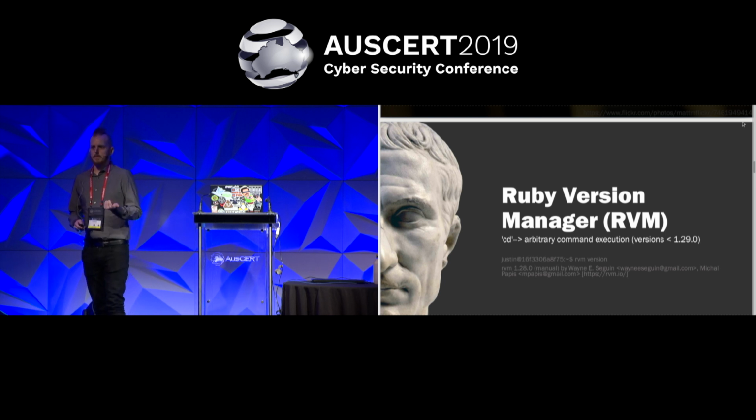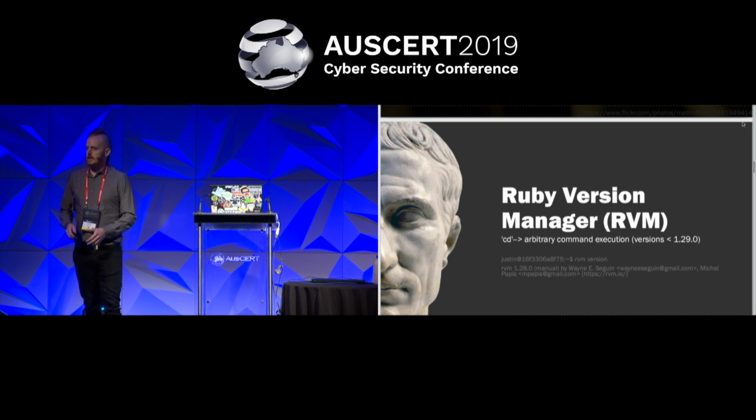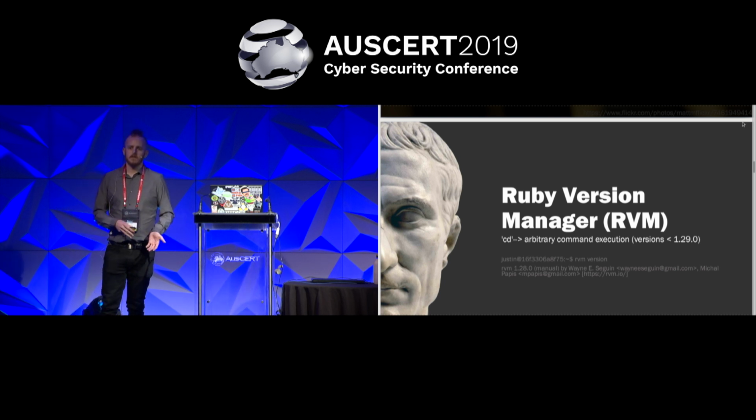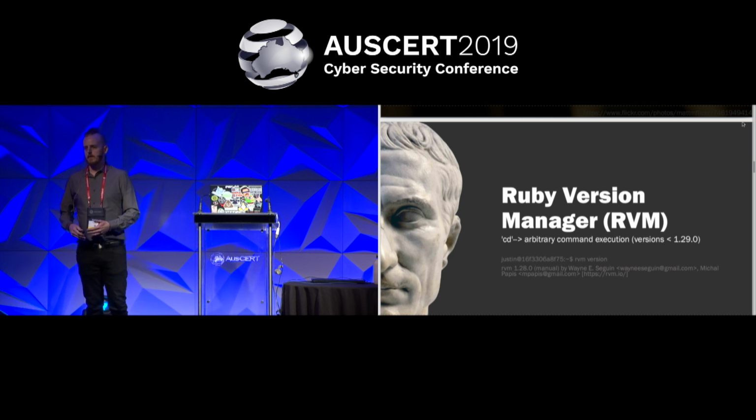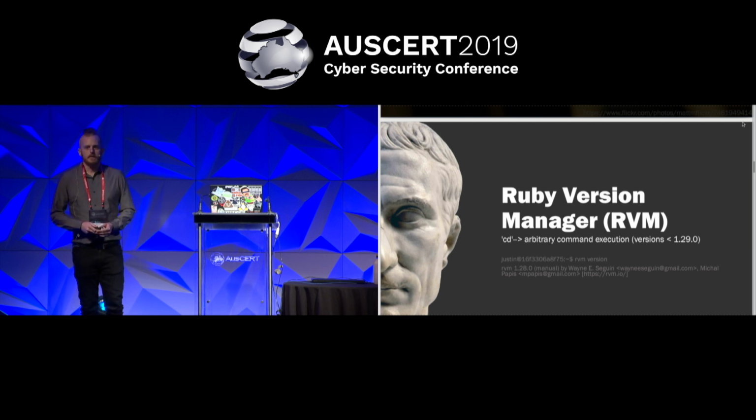So that's what I mean when I say software development software, and why some of the users of this software are particularly interesting targets. So I'd now really like to walk you through how I stumbled across some vulnerabilities in software development software, and the process by which I understood the vulnerability and produced a proof of concept exploit for them. And we'll start off with Ruby Version Manager.